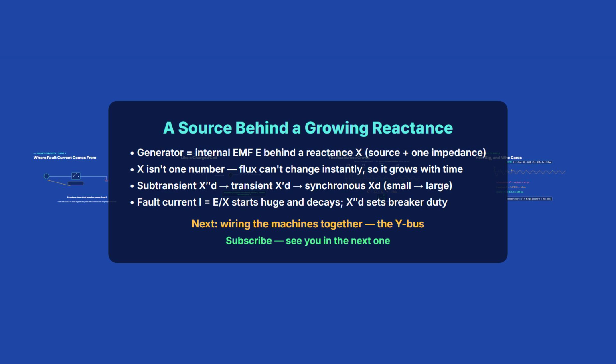This is where the generator enters a short circuit study. Next, we connect the machines, transformers, and lines into one network using the admittance matrix, the Y bus.